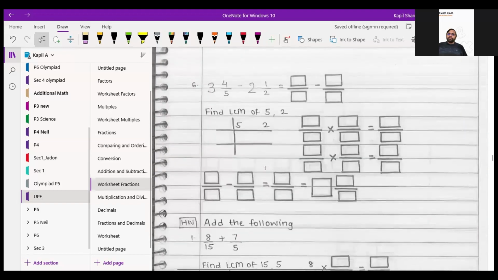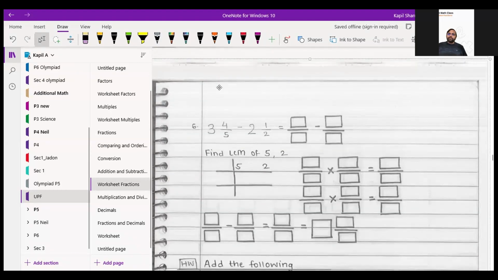Fine, now next question. Try this. 3 and 4 upon 5 minus 2 and half.